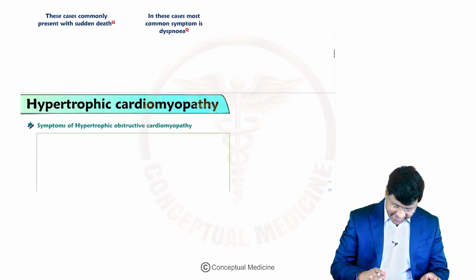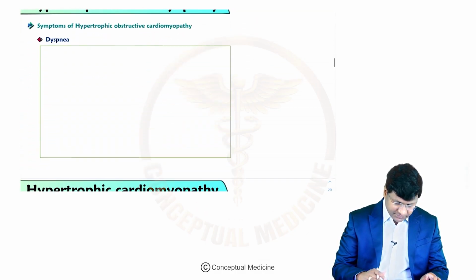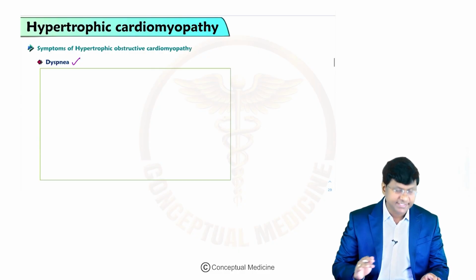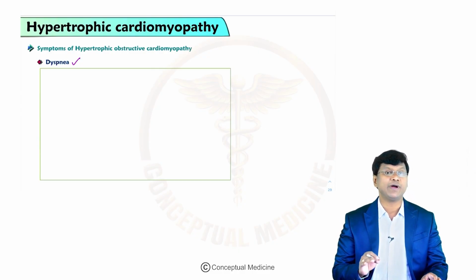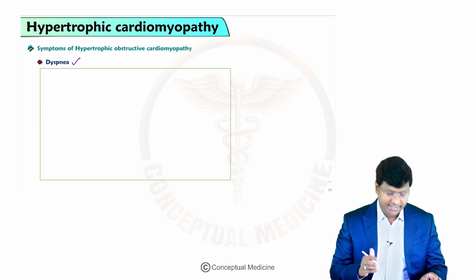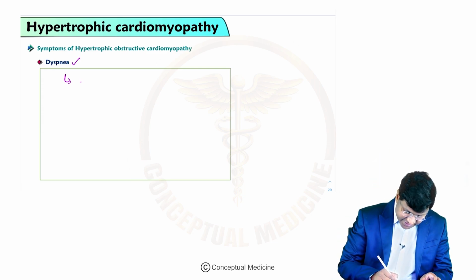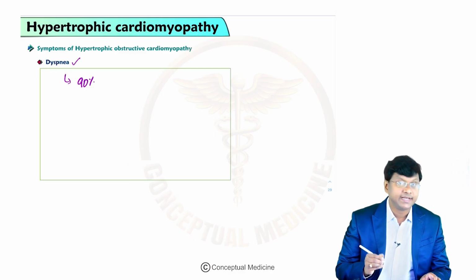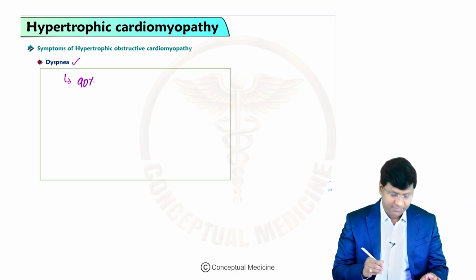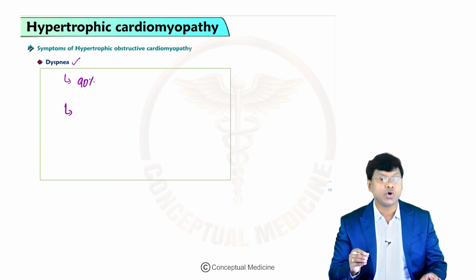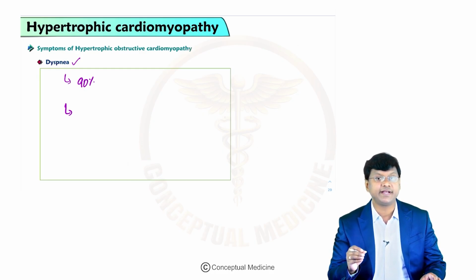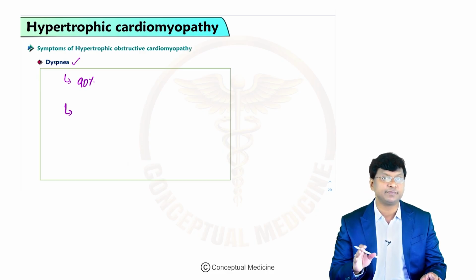So now let me discuss why they have this particular dyspnea. The most common presenting symptom, like what we have discussed, is dyspnea. So why do they have this dyspnea? It is present in almost 90% of patients, and this dyspnea is largely a consequence of elevated left ventricular diastolic filling pressure.